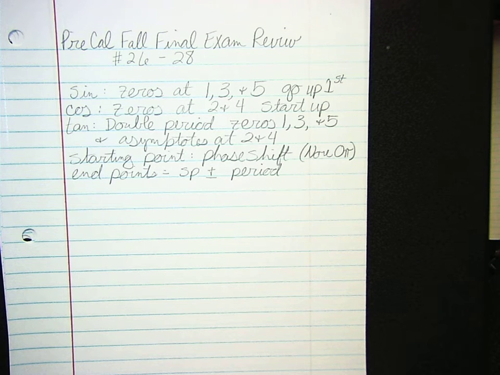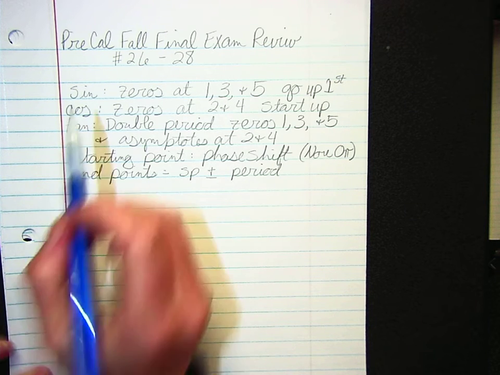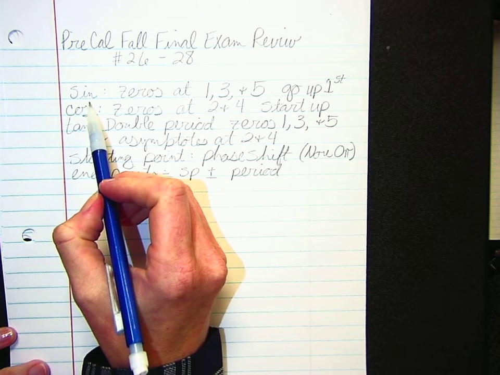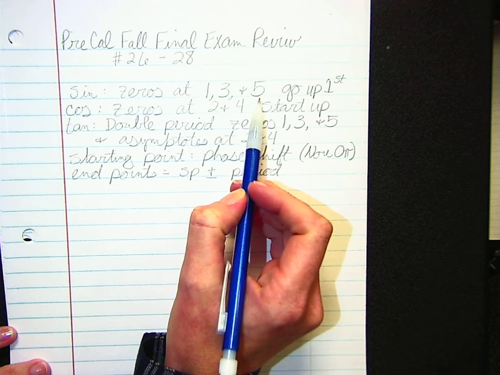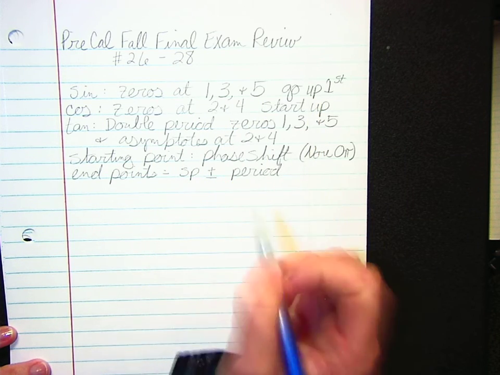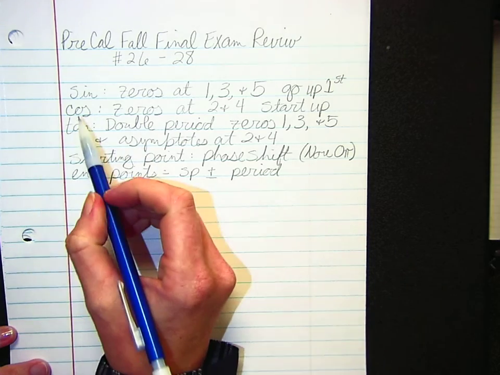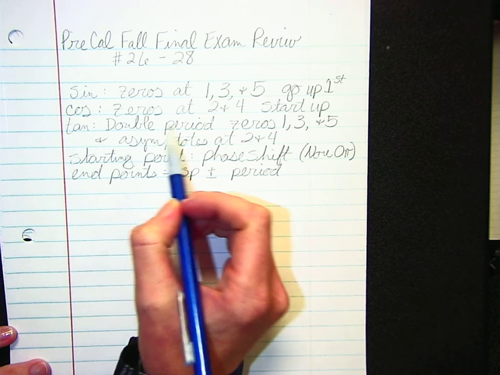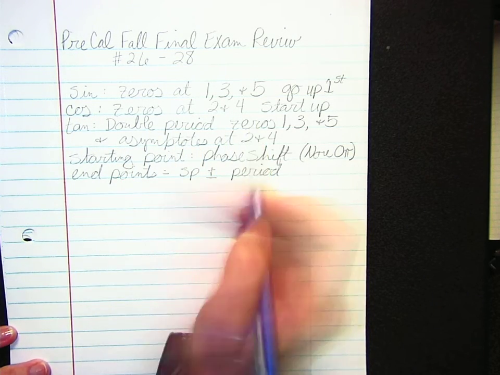Okay, in this video, we are going to take a look at numbers 26 through 28, and this gets more into the graphing of some of these problems. So let me start with a few reminders about graphing. Remember when we're working with sine, we have zeros at 1, 3, and 5, and we're going to go up first. So these are the ones where you make the 5 little tick marks. And then with cosine, we're going to have zeros at 2 and 4, and cosine starts up.